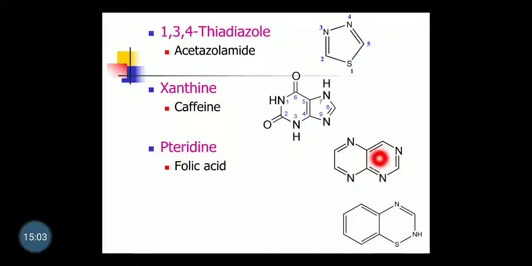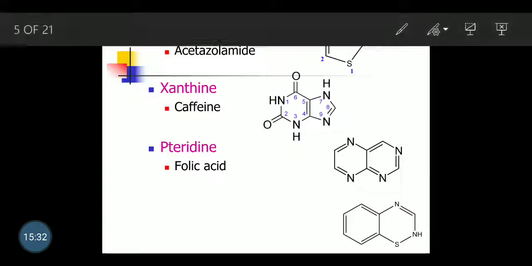The P is silent in pteridine. It is made up of pyrazine plus pyrimidine, a fusion of pyrazine and pyrimidine. Folic acid is an example which has this pteridine nucleus. Folic acid we know very well, that is vitamin B9, which has this pteridine nucleus in its structure. Now as far as the numbering is concerned, the numbering is normally started with the 6-membered ring which has the nitrogen.